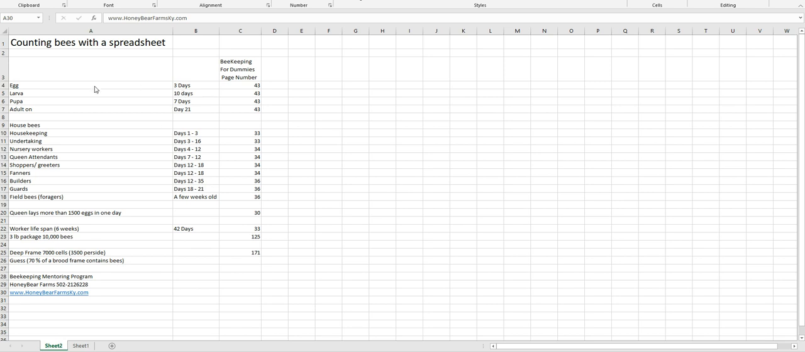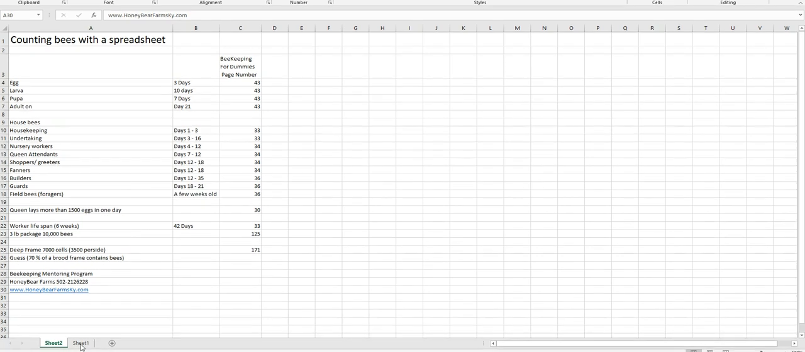So when I look at this, I can understand these numbers about the egg and the larva and the pupa and the adult when I'm thinking about just one egg. I kind of understand that. But when I look at the queen laying 1,500 eggs in one day, it's very confusing and I can't get my head around that. So I decided to make a spreadsheet that would explain this to me. So here's my spreadsheet.